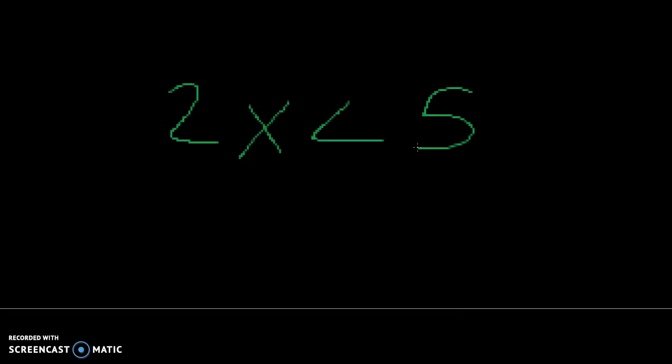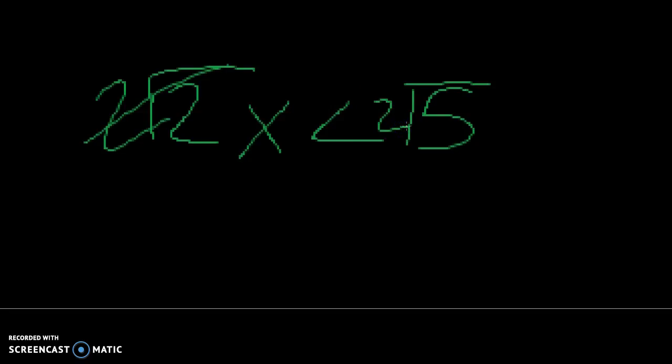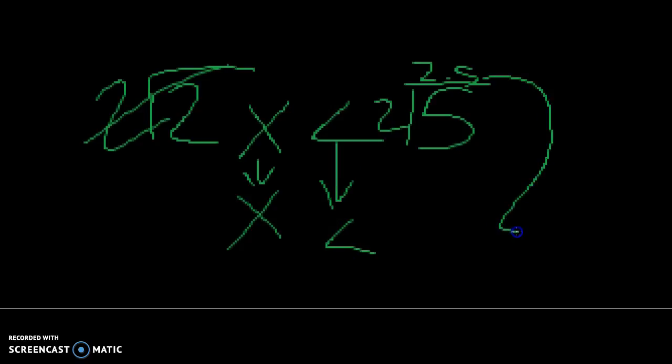What we do here is we simply solve for x. You see that there's multiplication, so you have to undo it by dividing by 2. And if you do something to the left side, you do something to the right side. So 5 divided by 2 equals 2.5, which means you drop down your x, your less than sign, and bring down your answer. x is less than 2.5.